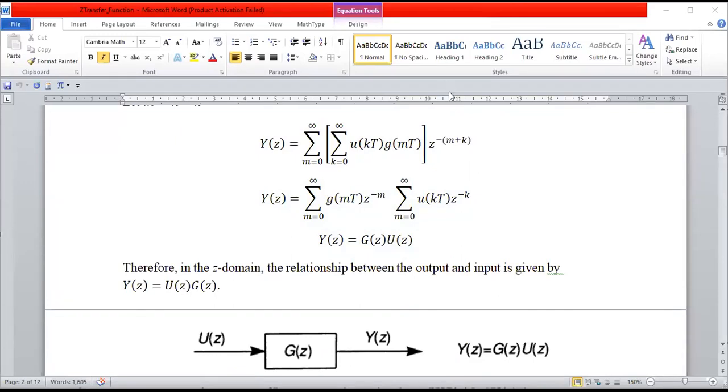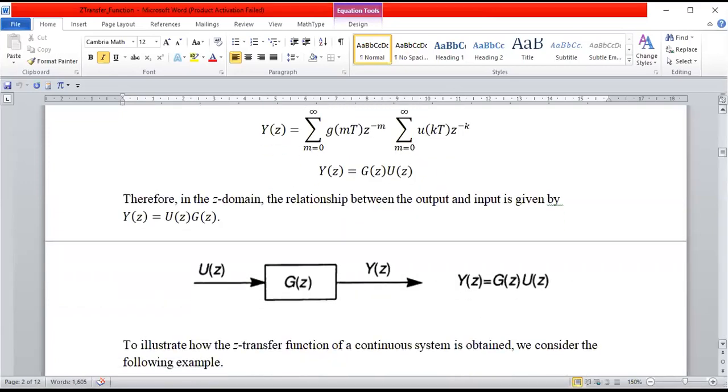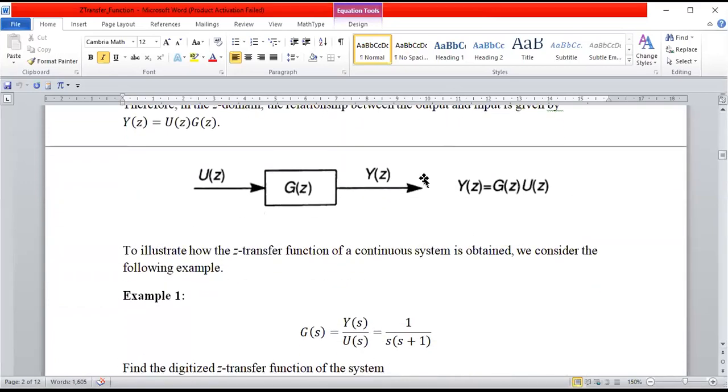Okay, so let's continue. We have been able to prove the relationship between the inputs and the outputs and the transfer function. We have been able to prove it by this. Let me check the chat if there are any questions. There are no questions, so I'll just continue.